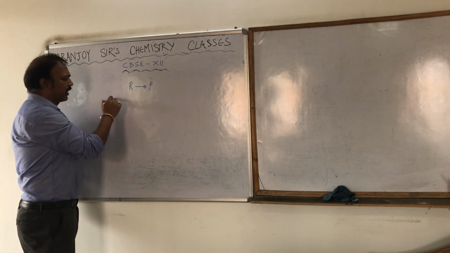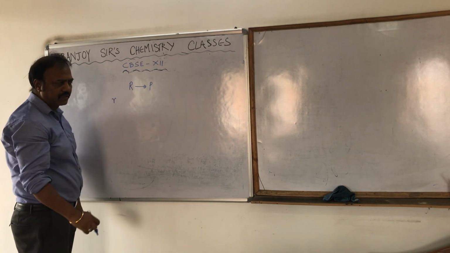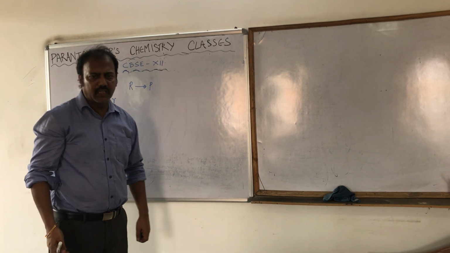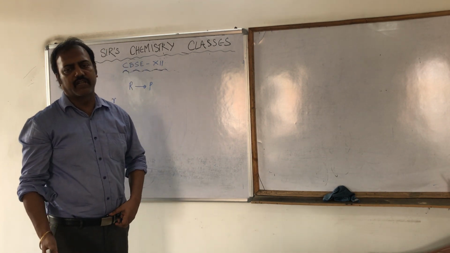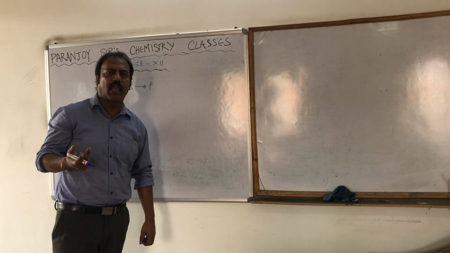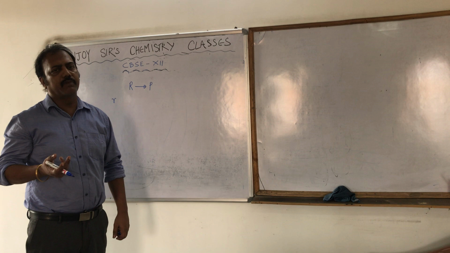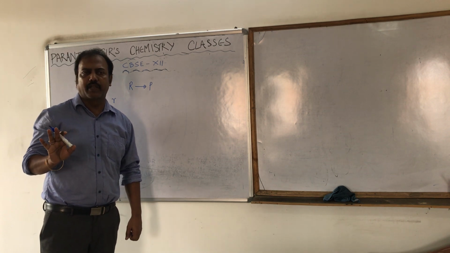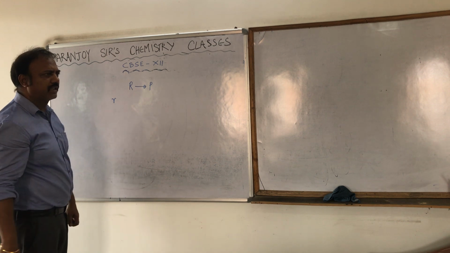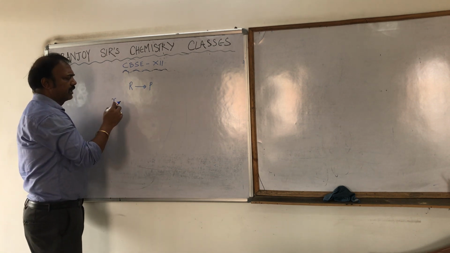Now you know what is average rate, what is instantaneous rate. Average rate is written in terms of delta and instantaneous rate is written in terms of d. Instantaneous rate means there is no time span, and average rate means it is measured within a time span. That we know. Suppose I'm writing the average rate.